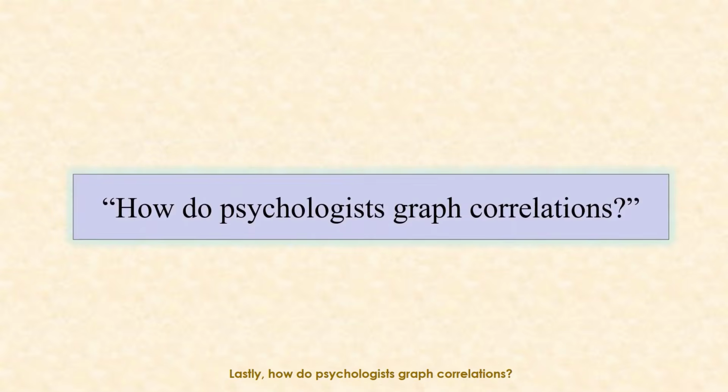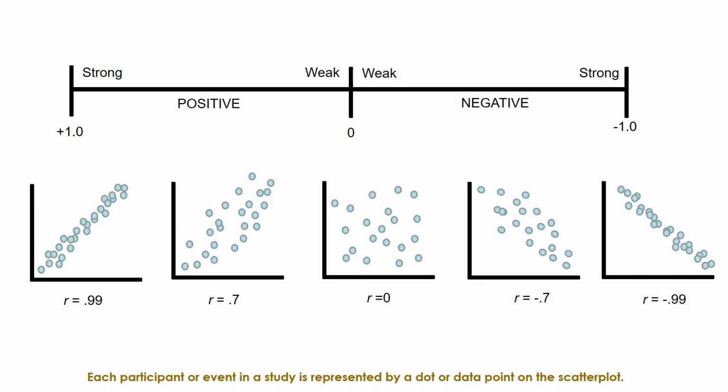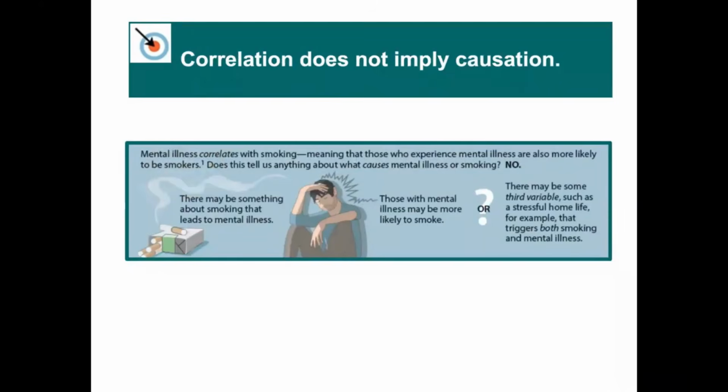Lastly, how do psychologists graph correlations? Correlations are graphed on scatter plots, like the one seen above. The slope of the scatter plot indicates the direction of the correlation, while the scatter of the data points indicates the strength. Each participant or event in a study is represented by a dot or data point on the scatter plot. The more scatter between data points, for example, would mean there is a weak correlation between two variables. The closer the data points are bunched together on the line of best fit would indicate a stronger relationship.